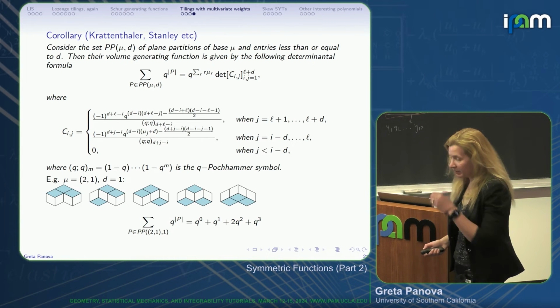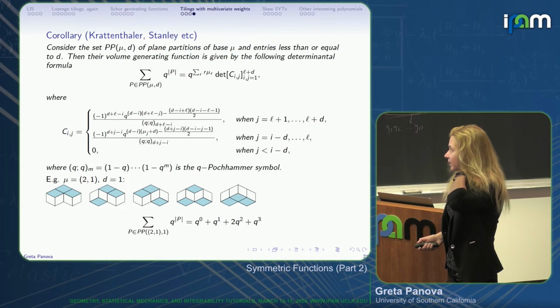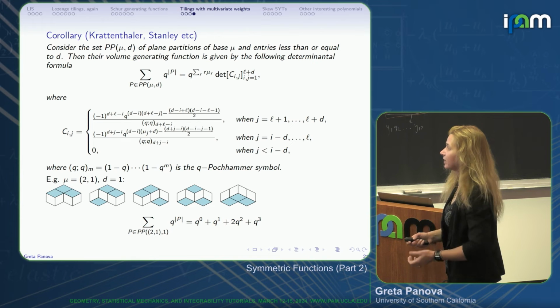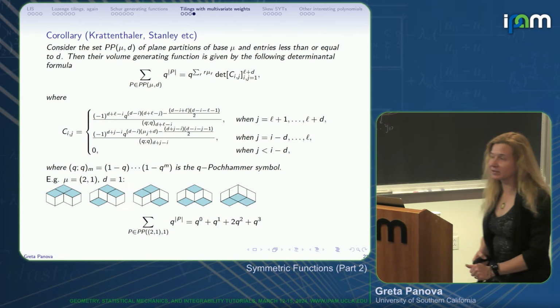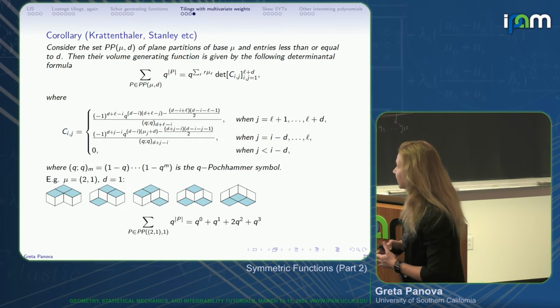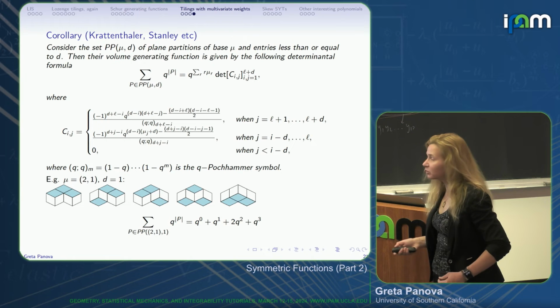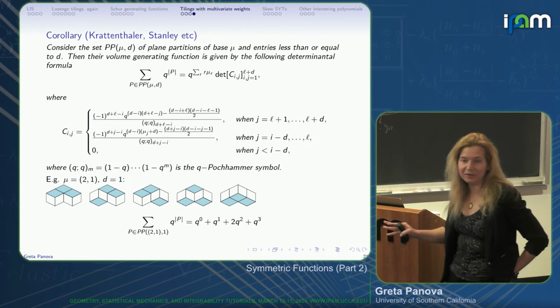Okay, so this is the connection with lozenge tilings for this formula, but where did it actually come from originally, and what else are these excited diagrams involved in? So let me tell you a little bit about that. But are there any questions so far?